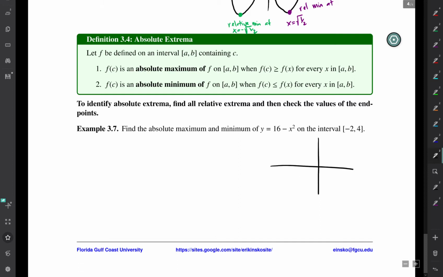So we only really care about x values from -2 to +4. And so the first thing you want to do is take the derivative to find the critical values. -2x is your derivative, so when you set that equal to 0 and solve, you get that x equals 0 is your one critical value.